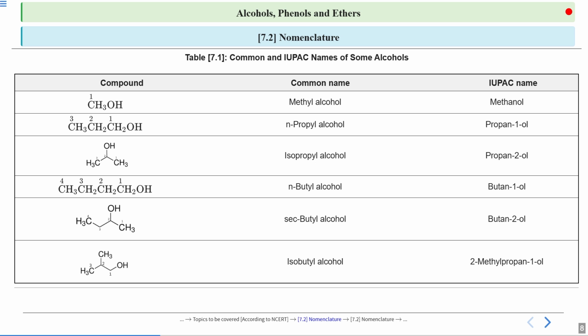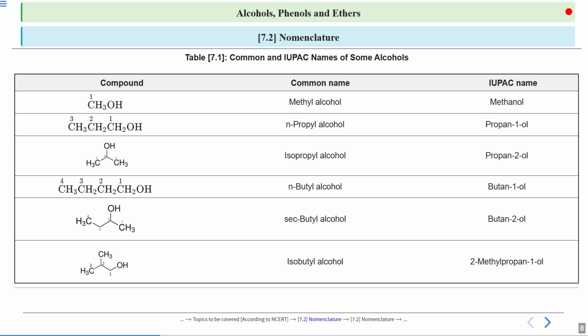So remember, we have said that firstly you have to write the alkyl group name and then add alcohol to it for writing the common name of an alcohol. But for the IUPAC name, you have to write it properly, like the parent alkane, and then the E will be replaced by ol. So first is methyl alcohol, IUPAC name methanol.